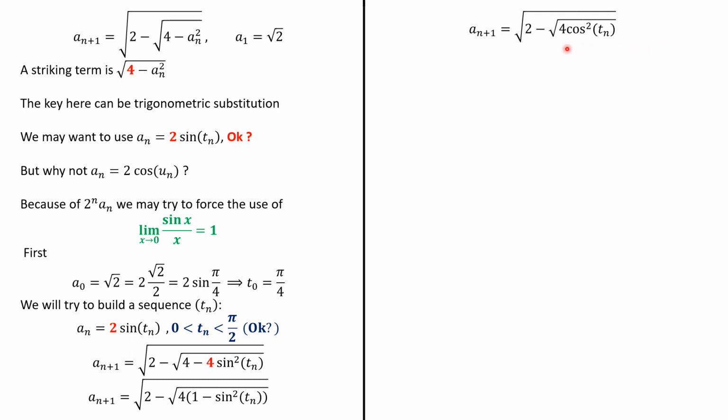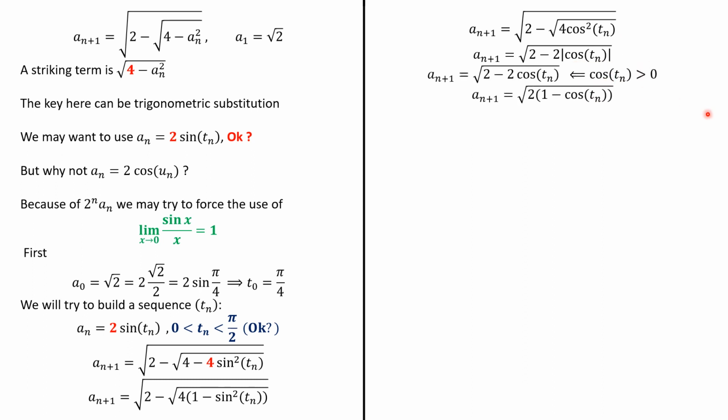Now 4 cosine squared t_n is (2 cosine t_n) squared. So we're going to have here 2 times the absolute value of cosine t_n. But since t_n is between 0 and pi over 2, now it is clear for you: cosine t_n is positive, so we can get rid of the absolute value. As here, again, we factor to have 2 multiplied by 1 minus cosine t_n.